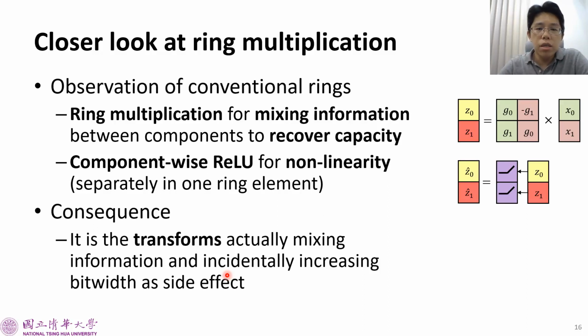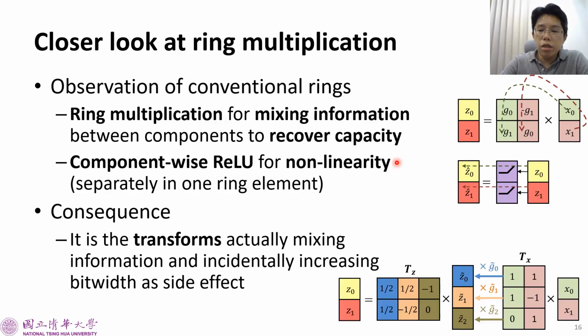We observe that conventional rings use ring multiplication for mixing information between components to recover capacity, and use component-wise ReLU for nonlinearity. Then, if we use the fast algorithm, in fact, it is the transforms here and here that are mixing information, and the bit width increase here is actually an extra side effect.